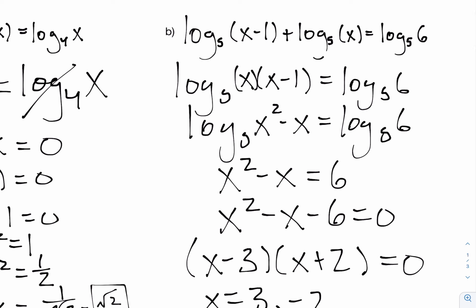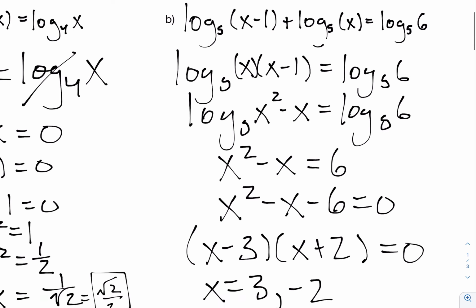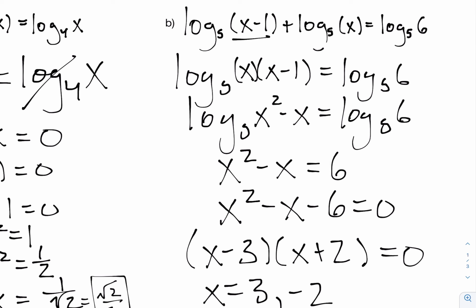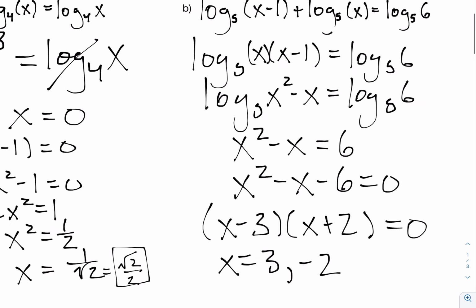If we plugged in 3 for x here, we would get the log of 3 minus 1, which is the log of 2, and the log of 3. So those are positive, which is good. And if we plugged in negative 2, we would get the log of negative 3 and the log of negative 2, which does not work because we need a positive argument. So we neglect that answer there.